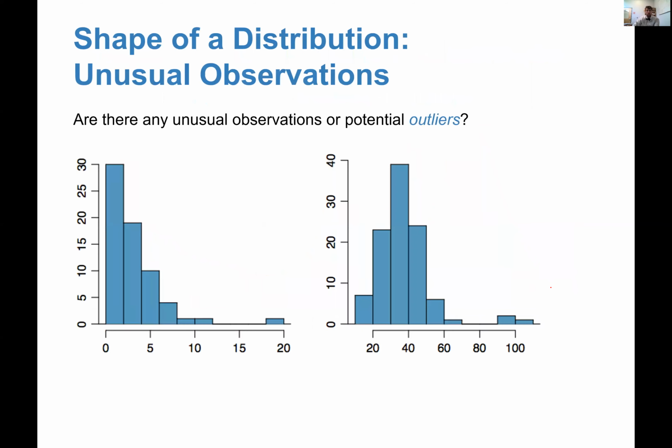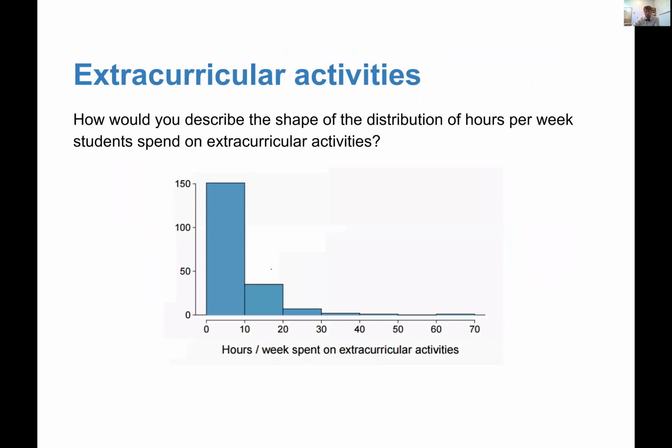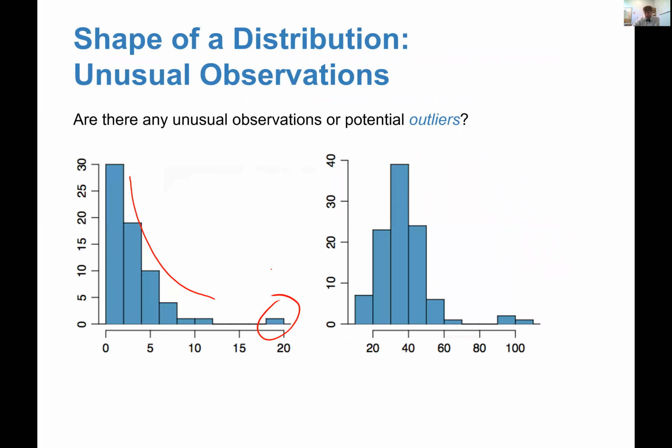To remember, right skewed has a tail going to the right, left skewed has a tail going to the left. Okay, and then outliers. When you have a general trend of going down, but then you have this one over there, that's a potential outlier. So finally, that's our last thing to describe a distribution. Does it have potential outliers or does it not?